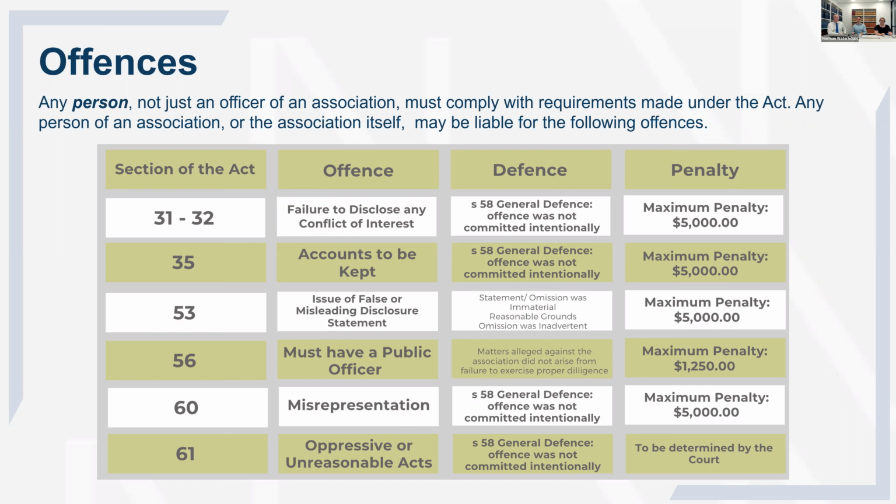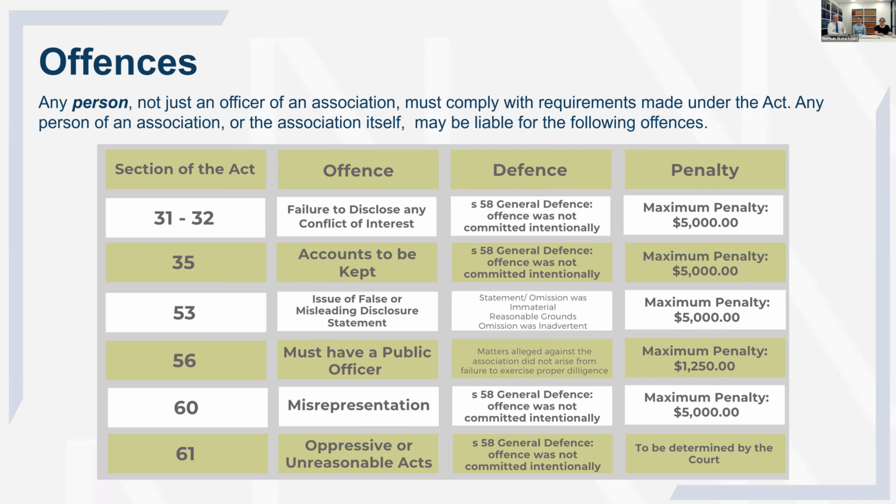There is a defence again, but there's a bit more detail to this defence, and that is that the matters against the association didn't arise from any failure by the association to exercise any proper diligence. So again, if there's some sort of omission, without any sort of malice, you could get up on that defence. Again, if you breach this section, then it could be liable for a small fine.